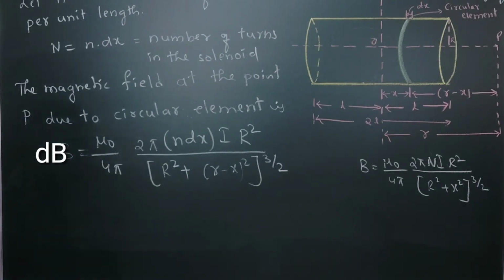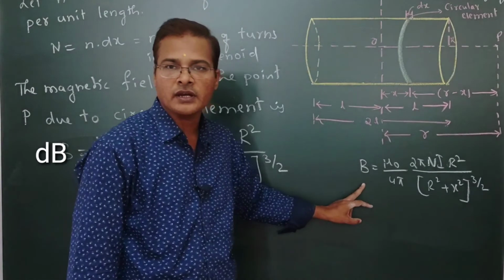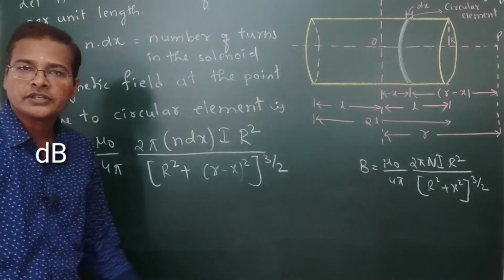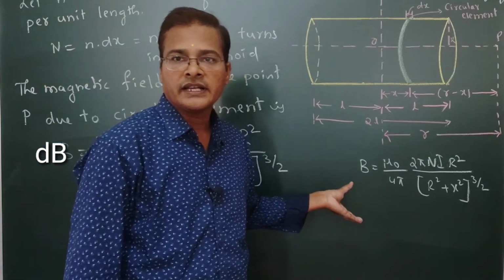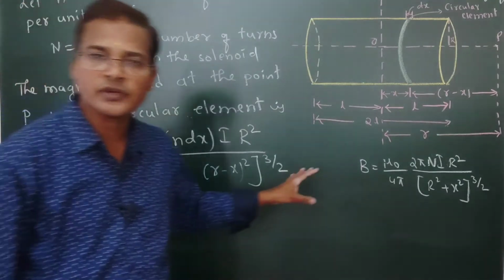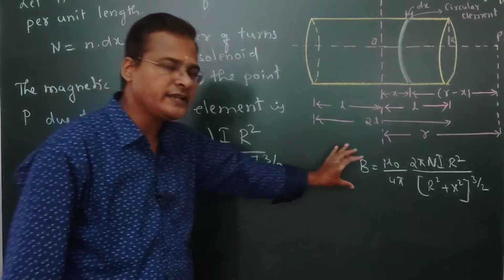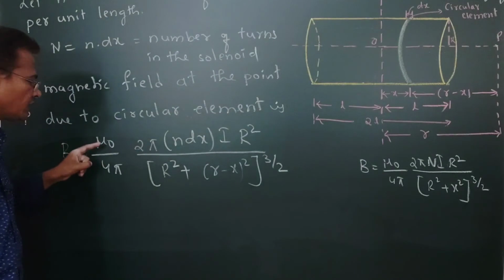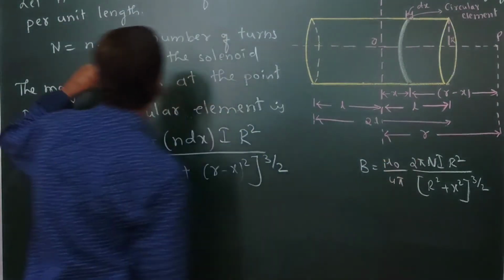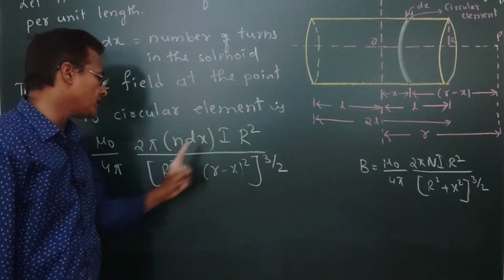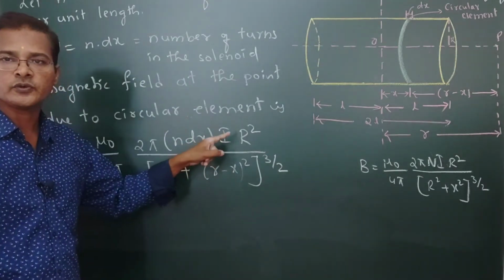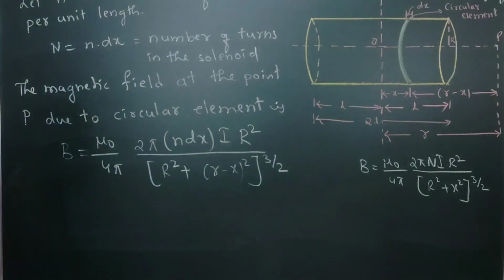We are going to use the same formula as the magnetic field due to a circular coil at a distance x from the center of the solenoid. I have adapted the same thing here: mu naught by 4 pi, 2 pi n dx I into r square divided by r square plus (r minus x) whole square to the power of 3 by 2.